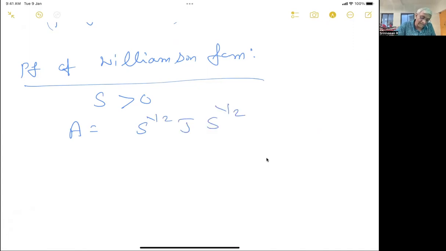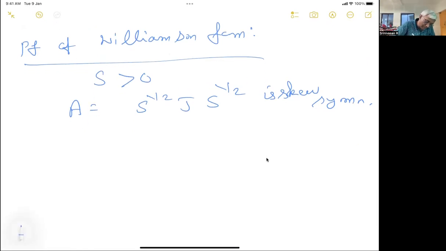Okay. And this is skew symmetric. Right? This is skew symmetric. Because the first one is symmetric, second one is anti-symmetric, the third one is symmetric. So it's skew symmetric. It's a product of. If you take that joint, you will get S power half minus J S power half. So which is skew symmetric. Okay? This is skew symmetric.